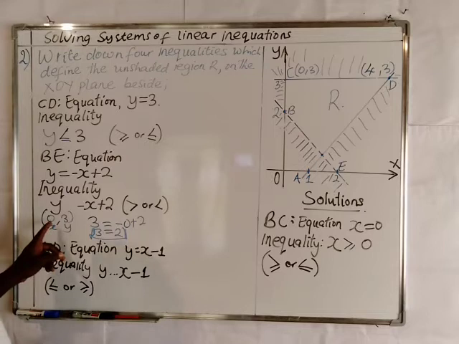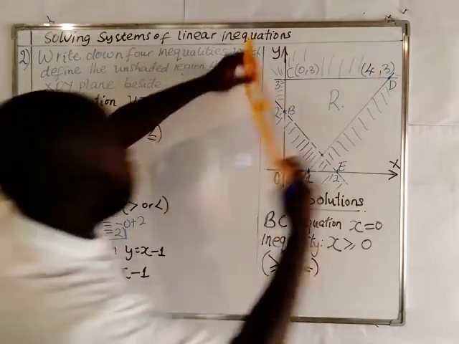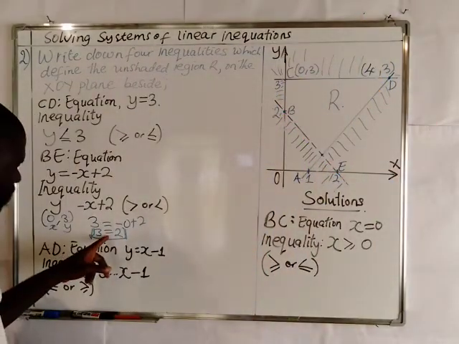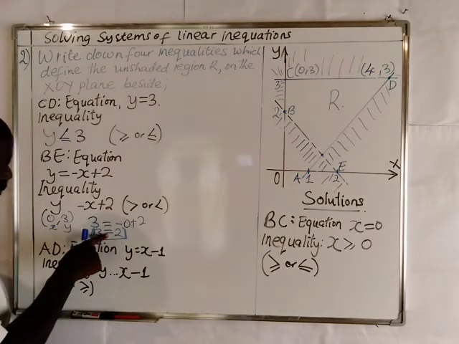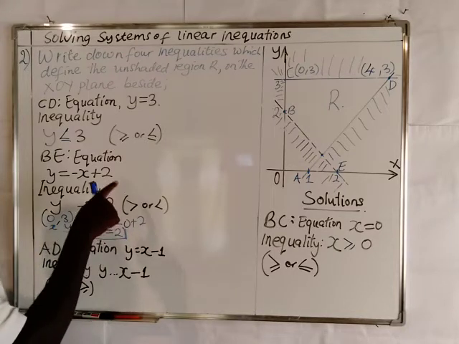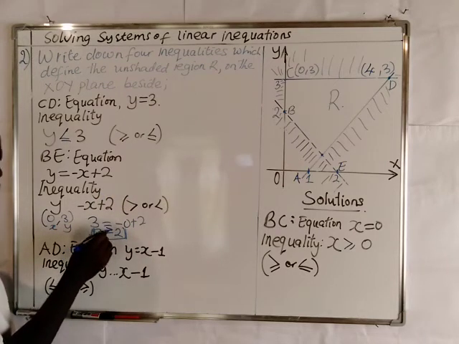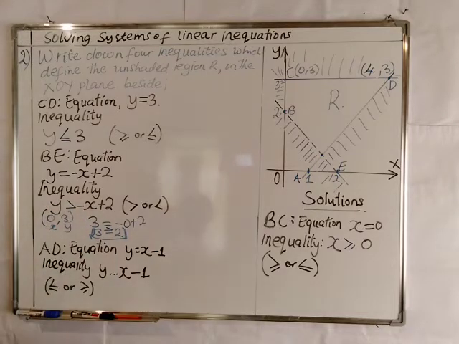But our point of reference (0, 3) is in the wanted region, this side. So we now need to make this make sense, because this is where our wanted region is. The only sign here that would make this correct is greater than, because actually 3 is greater than 2. So here we are supposed to have greater than. Okay, so that is that for that particular question.